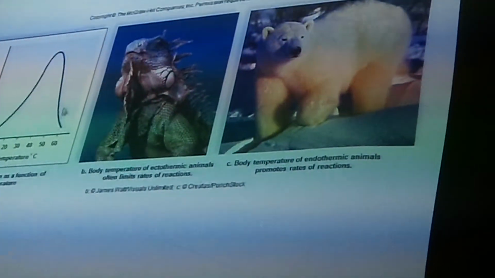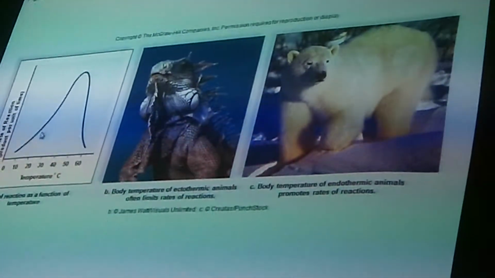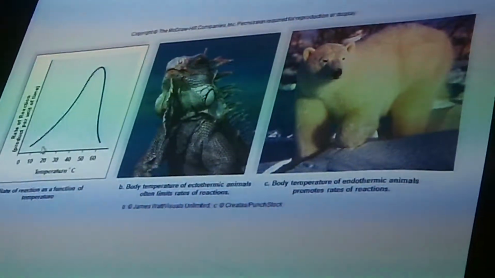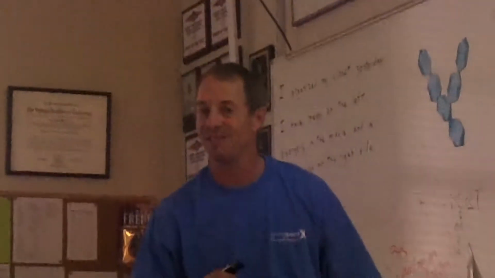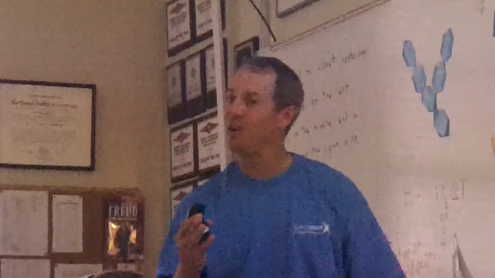So at high temperatures, proteins denature. At low temperatures, molecules don't move very fast. All enzymes have an optimal temperature at which they work best, and it's usually just below when proteins start to denature.